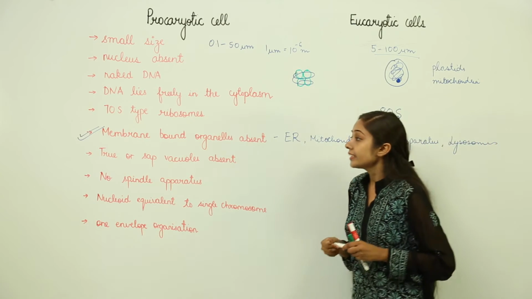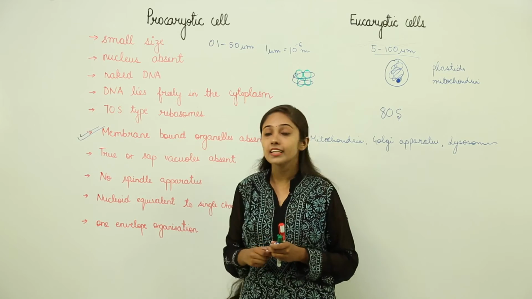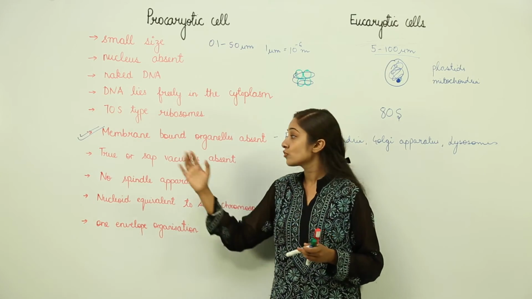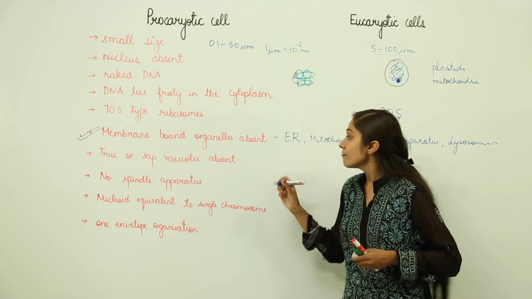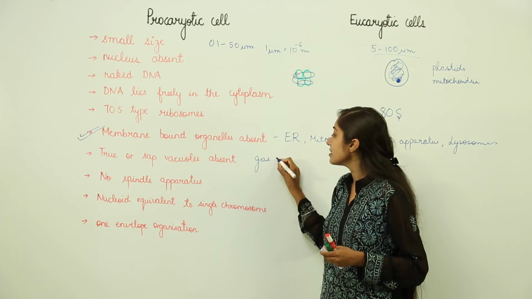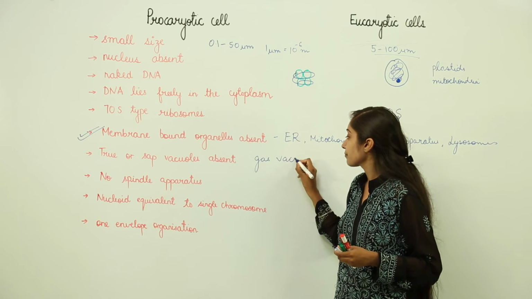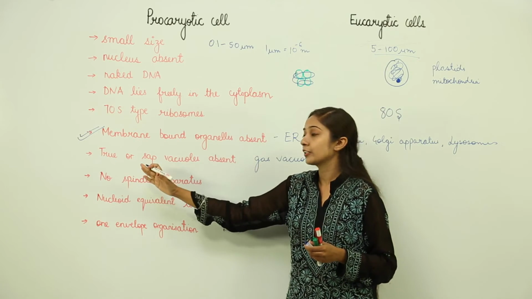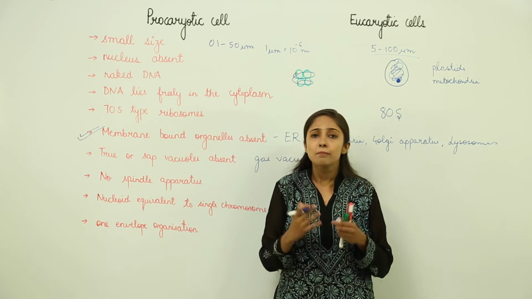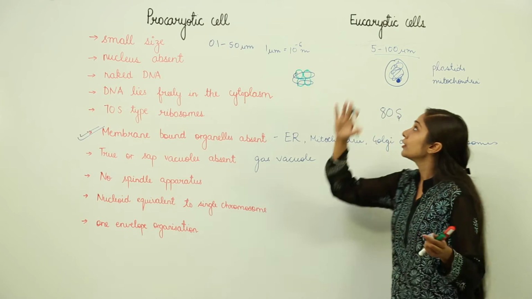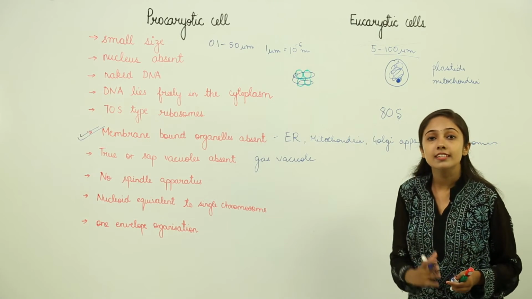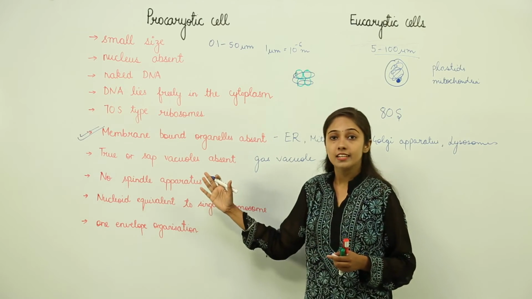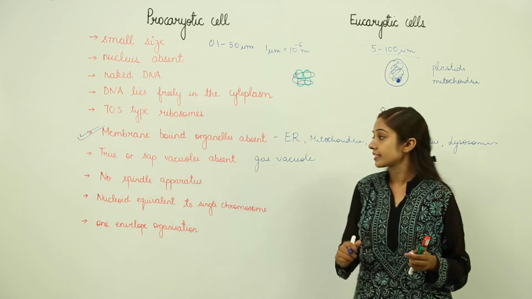Remember this. Then in a prokaryotic cell, true vacuoles or sap vacuoles are absent. Instead of true vacuoles, we have gas vacuoles present in prokaryotic cells, right? So we have a gas vacuole instead of a true vacuole in a prokaryotic cell. But the opposite is the case in a eukaryotic cell. In a eukaryotic cell, we have a true sap vacuole, which is not there in a prokaryotic cell.